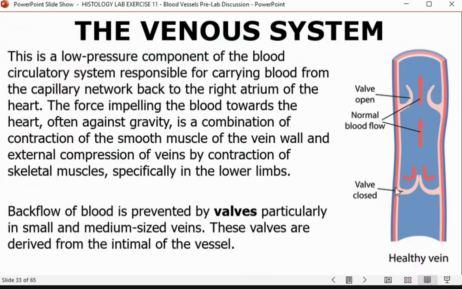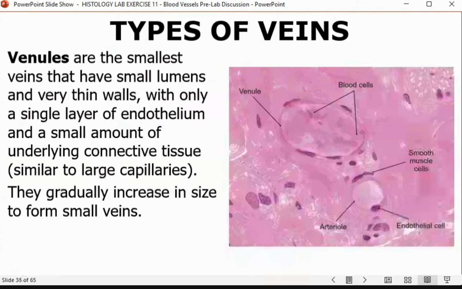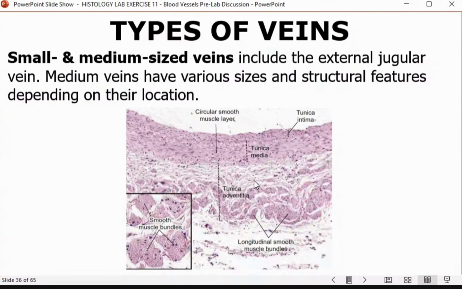Your venous system also contains valves. So let's take a look at those structures and your different types of veins. There are three different types of veins. We'll start first exiting the capillary into a venule, which are the smallest veins. They gradually increase in size to form your small veins. And then your small and medium-sized veins, which include the external jugular vein, have various sizes and structural features depending on their location.